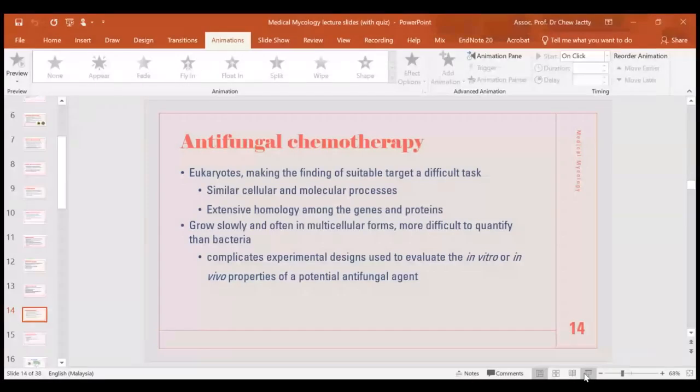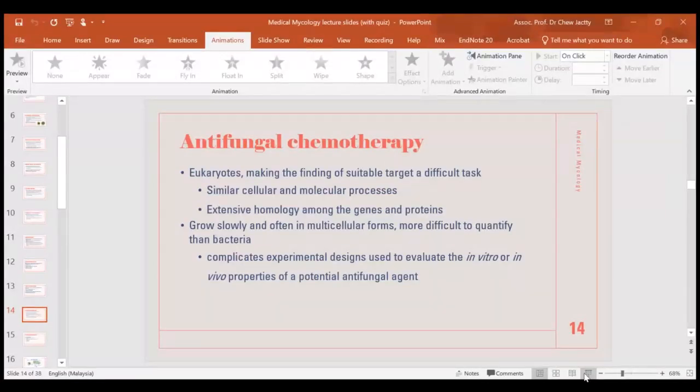So if antifungals target specific molecules or molecular structures that are present in eukaryotic cells such as fungi, most likely they will be present in human cells as well. So for antifungals, we must make sure that they are not toxic. Because of the similar cellular and molecular processes, it is more challenging to find new antifungals that are safe for human consumption. Because of the similar processes and a lot of homology among genes and proteins, selection of antifungals remains far behind compared to antibiotics.